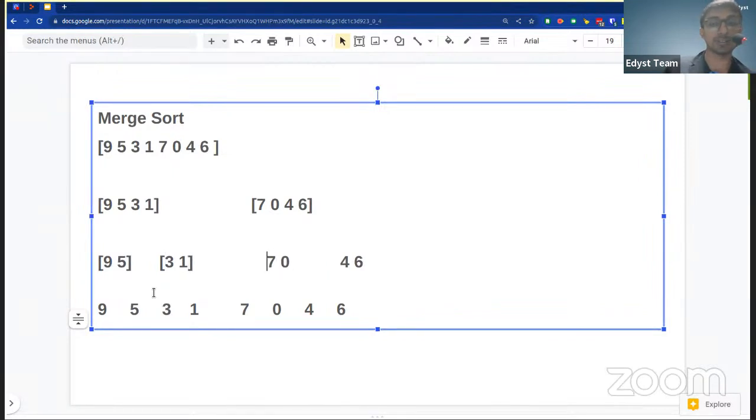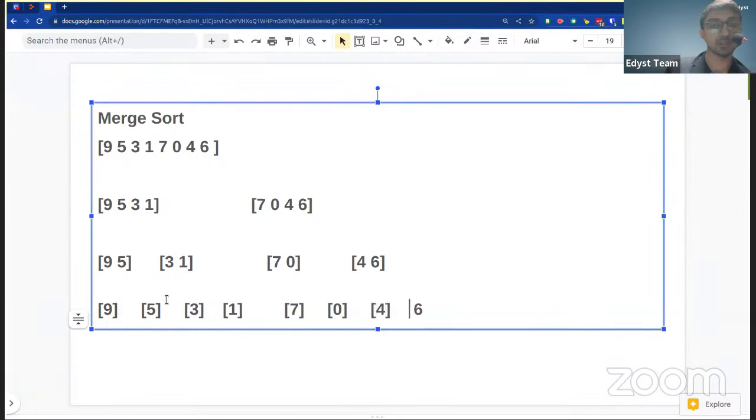And this one also into two halves: 7, 0, then 4, 6. Now I want to sort 9, 5. How to sort 9, 5? Again divide into two halves. When I divide into two halves, I get 9, 5. 3 is like this, 1 is like this. 7, 0, 4, and 6. So I divided 9 and 5 into two halves. So I got 9, 5.